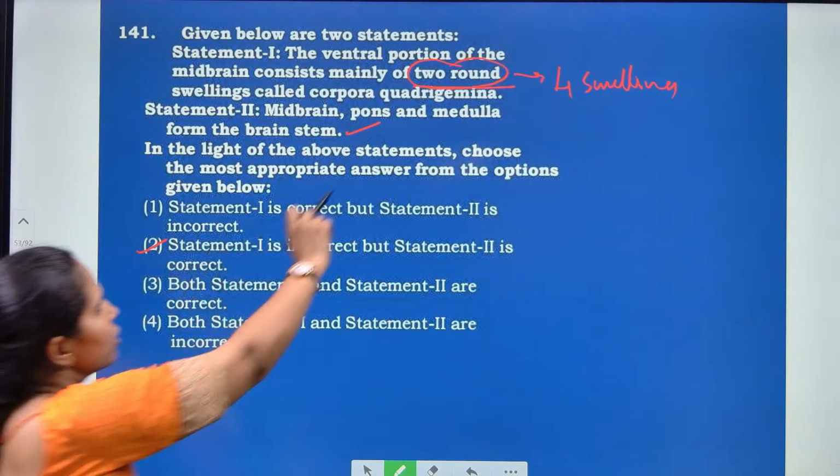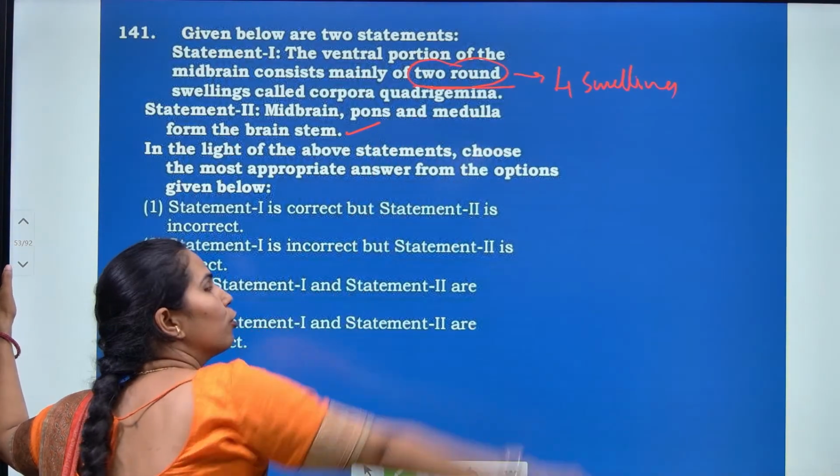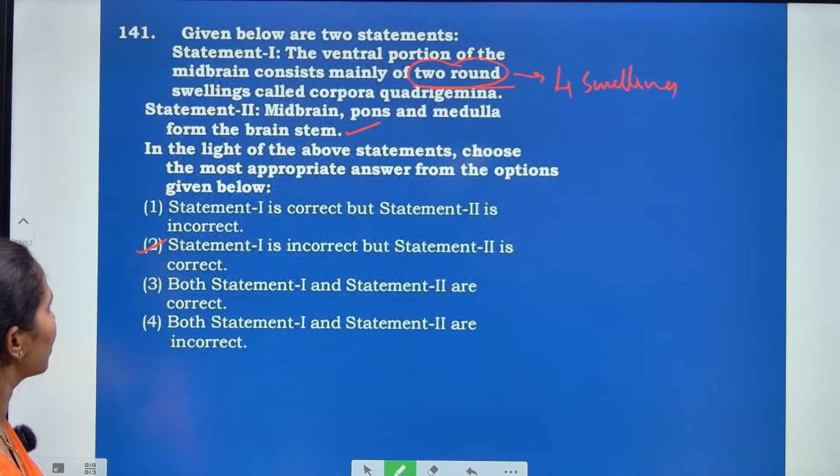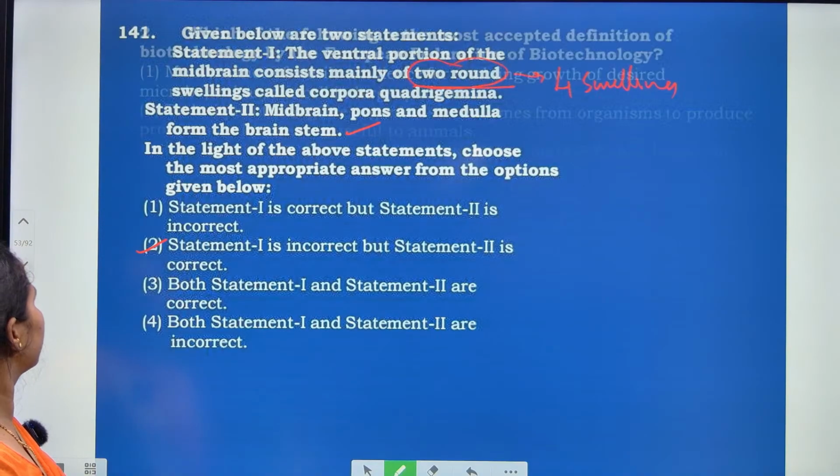Why is it so? Because instead of 2 round swellings, there should be 4 small rounds of swelling, which are going to form the corpora quadrigemina.